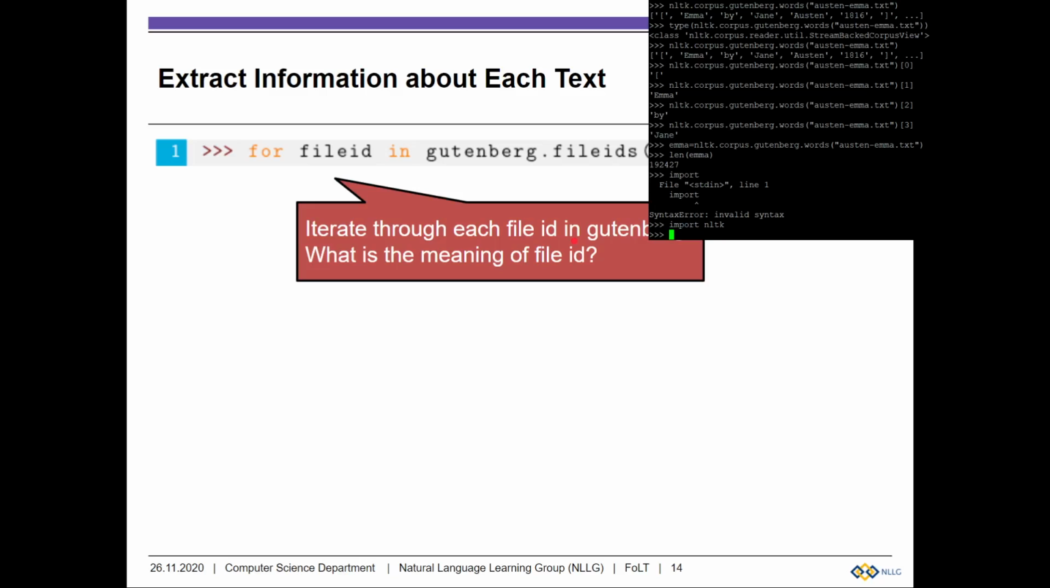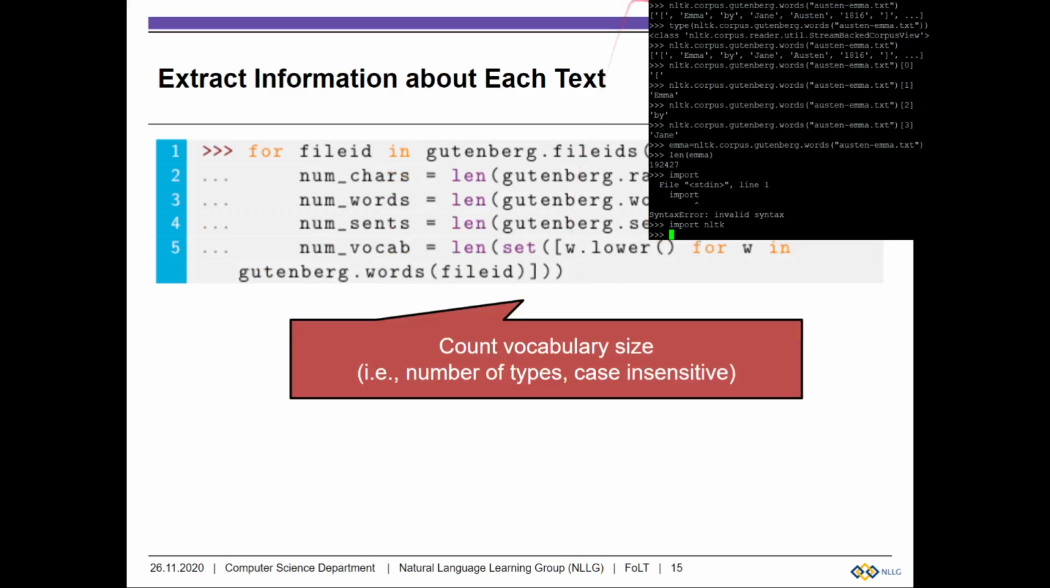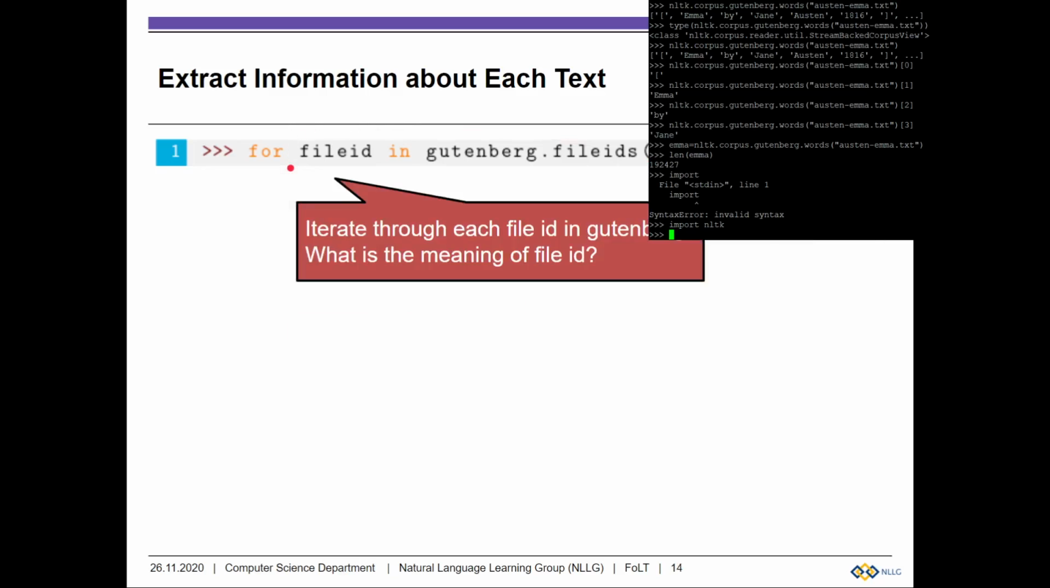Okay, so let's do something with, for example, all the individual files in the Gutenberg corpus. We could iterate over all the files. So what is the file ID doing here? That's just a name that we give, so that's an iterator name. We could also name this totally different. We could call this file ID 2, file ID 3, or whatever we want. We could also call this Pete. We could also say for Pete in Gutenberg fileids.